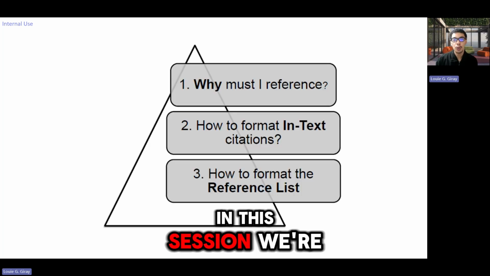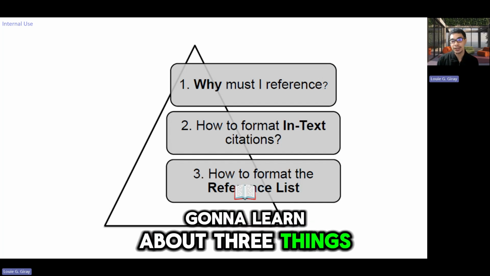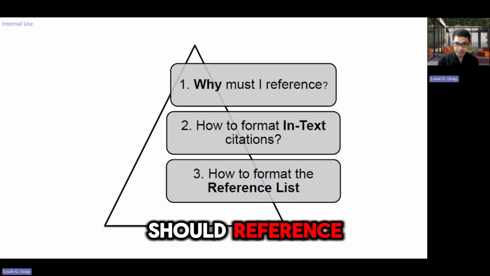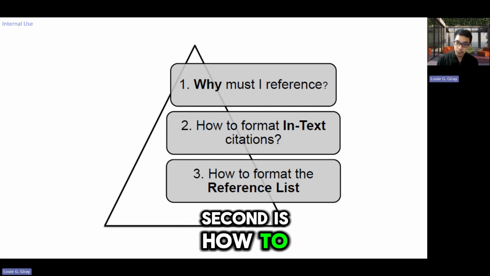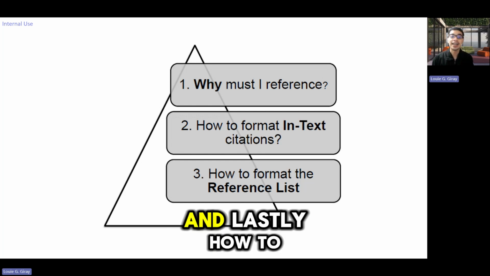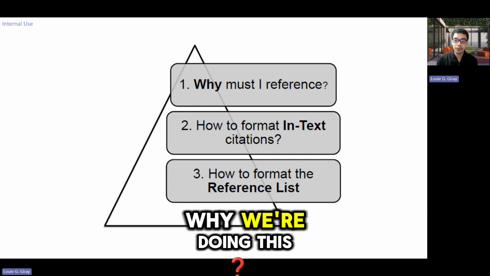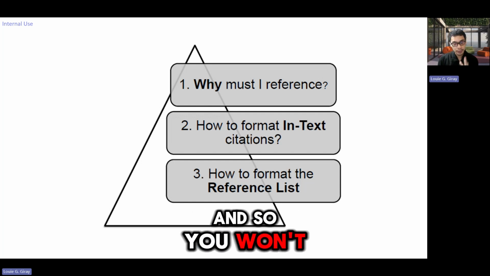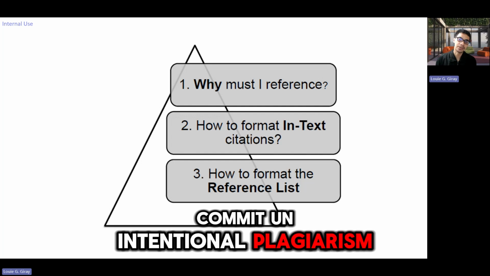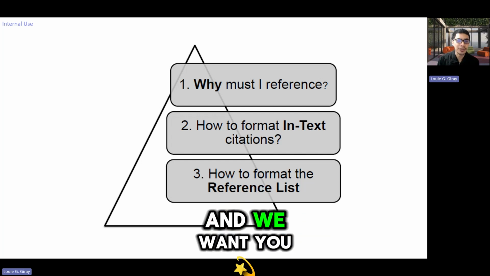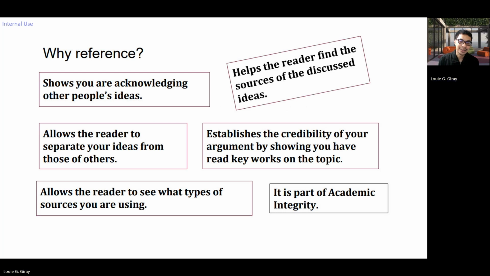In this session, we're going to learn about three things. One is why you should reference. Second is how to format in-text citations. And lastly, how to format a reference list. Why we're doing this? So you won't commit intentional plagiarism. Of course, you don't want that. And because we love you and we want you to graduate.